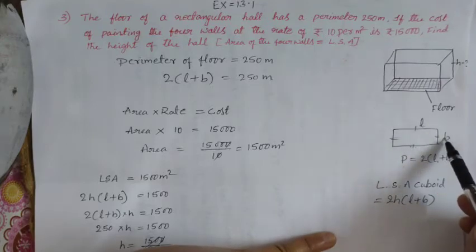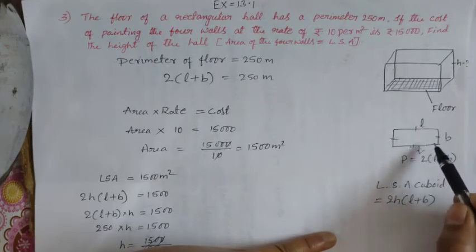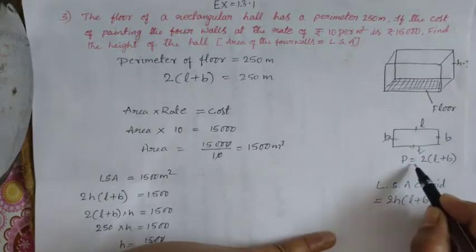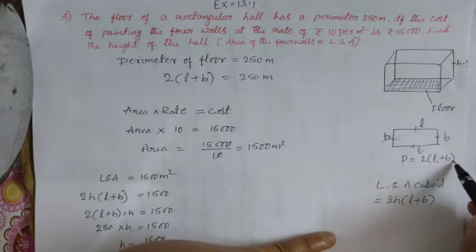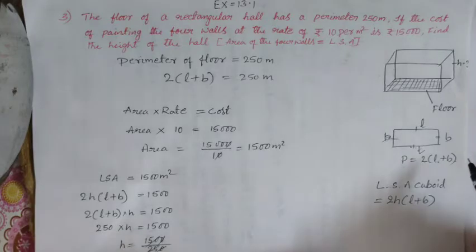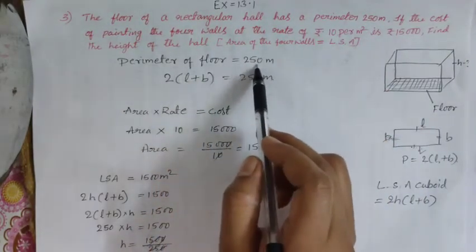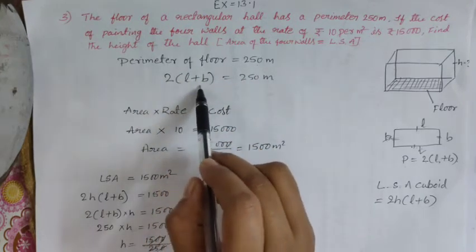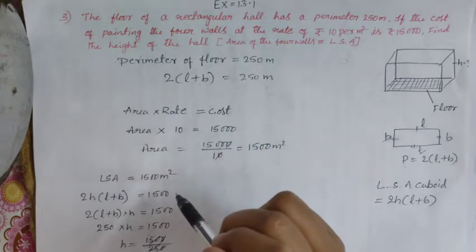This is L, this is B, length and breadth. How many times is L there in a rectangular floor? Two times. Breadth is also two times. That's why the perimeter of this rectangular floor will be 2 times (L plus B). The perimeter of the floor is 250 meters, which is nothing but 2(L + B) equal to 250 meters.